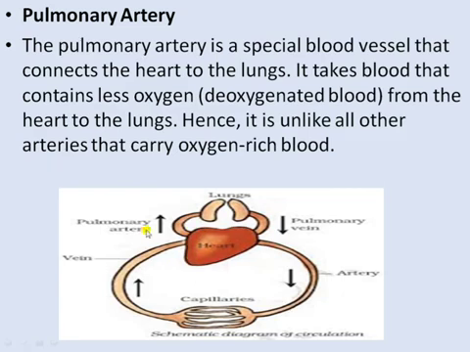This is the only artery that carries deoxygenated blood from the heart to the lungs. On the other hand, all the other arteries carry oxygenated blood. Only the pulmonary artery carries deoxygenated blood from the heart to the lungs. Hence, unlike all other arteries that carry oxygenated blood, the pulmonary artery carries deoxygenated blood.